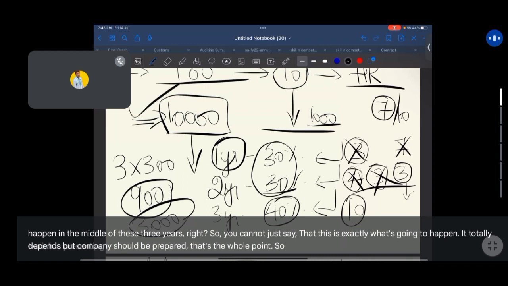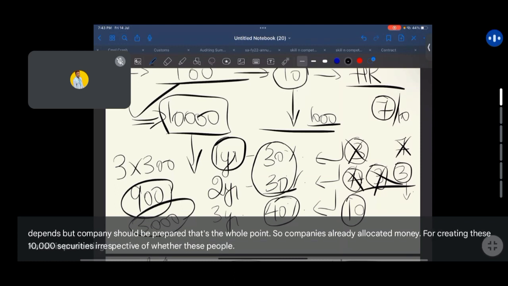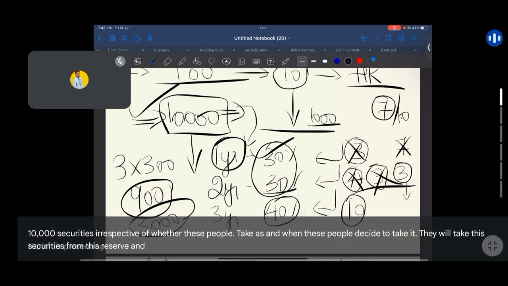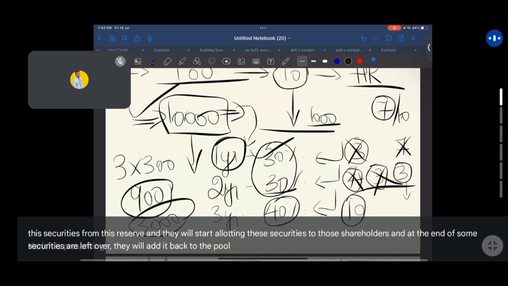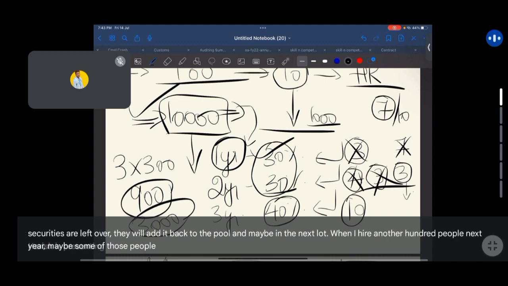That's the whole point. So companies already allocated money for creating these 10,000 securities, irrespective of whether these people take it or not. As and when these people decide to take it, they will take these securities from this reserve and they will start allotting these securities to those shareholders. And at the end, if some securities are left over, they will add it back to the pool, and maybe in the next lot, when I hire another 100 people next year, maybe some of those people will buy my shares. This is quite a trivial affair if you look at the bigger picture of how a company is run. This is quite a trivial thing.